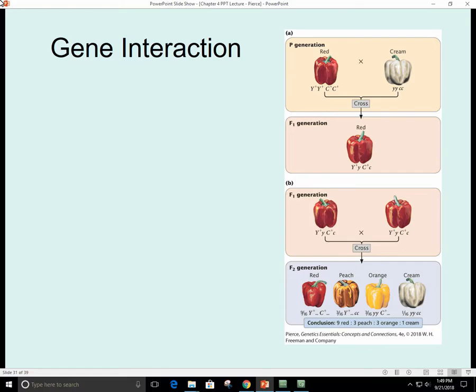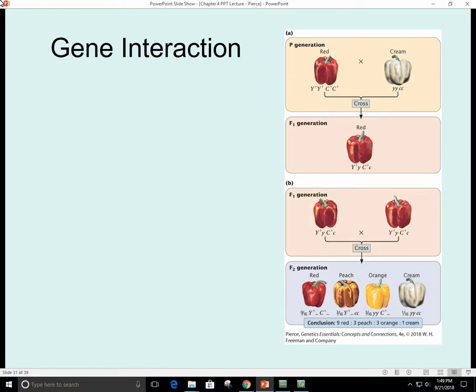And what this is, is the interaction of these two genes in different genotype combinations. So you do get a 9 to 3 to 3 to 1 ratio. You get 9 that are red, and you get 1 that's cream. And then in the middle here, you get some that are peach and some that are orange.